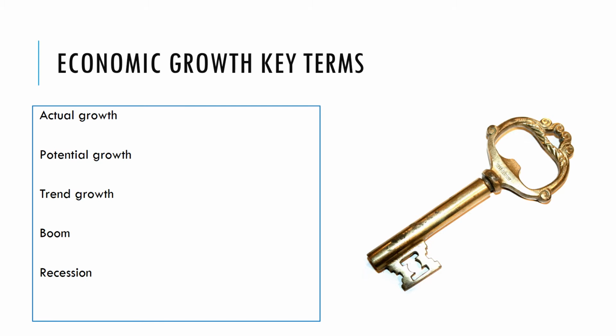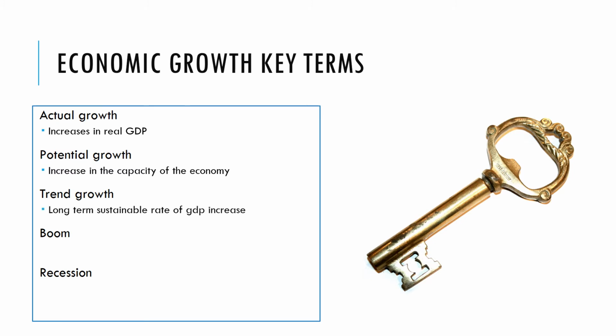So before we get cracking, let's have a look at some key terms we'll need for this topic. The first one is actual growth, and we would define actual growth as being increases in real GDP. The second one is potential growth, and we would define that as increases in the capacity of the economy. The third one is trend growth, and we would say that's the long-term sustainable rate of GDP increase.